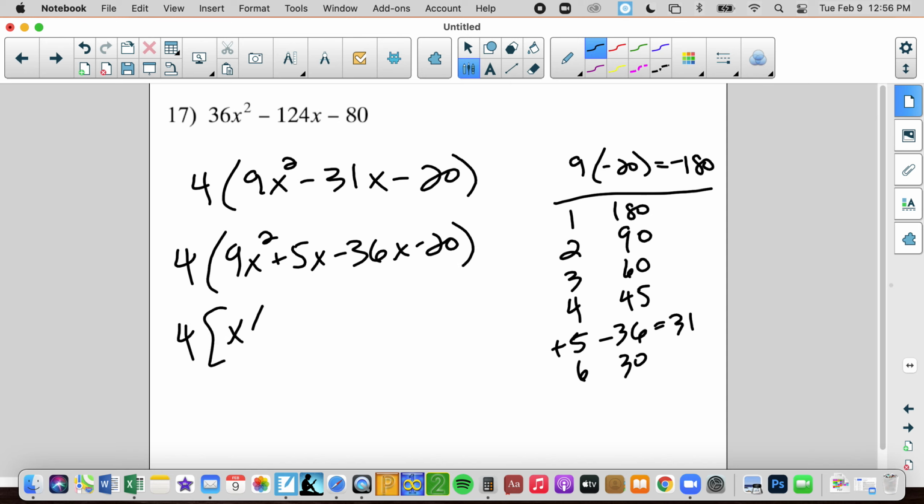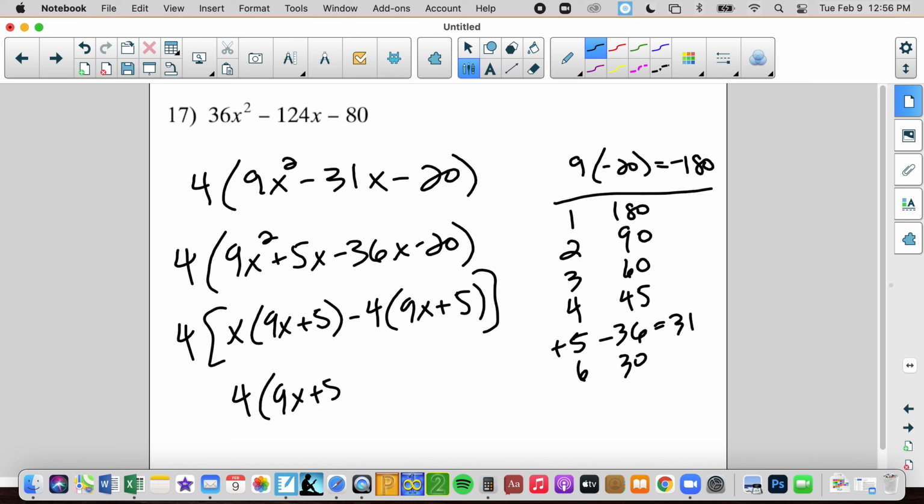I'm going to factor out just an x. I get 9x plus 5. Factor out a negative 4. And I get 9x plus 5. And my answer is going to be 4 times the quantity 9x plus 5, x minus 4.